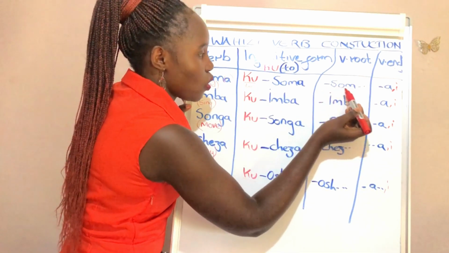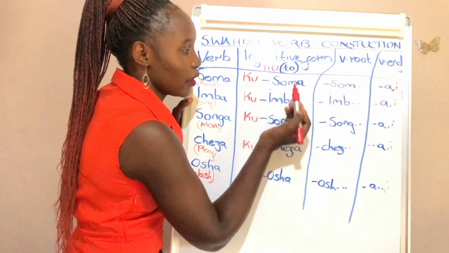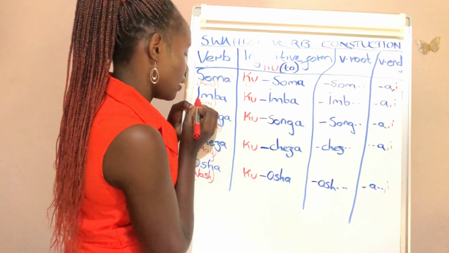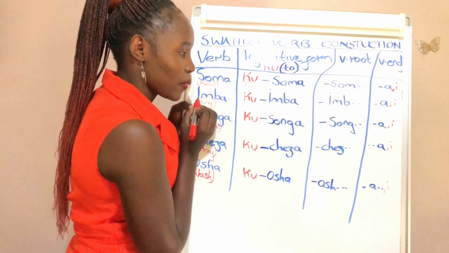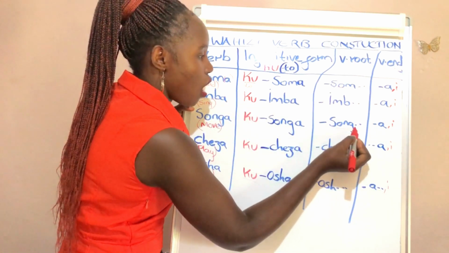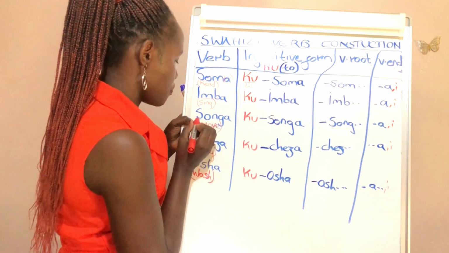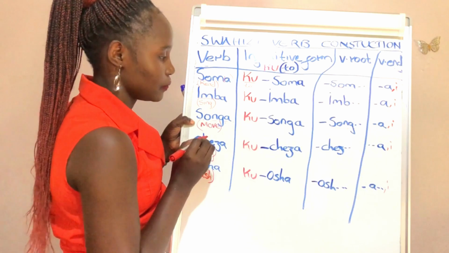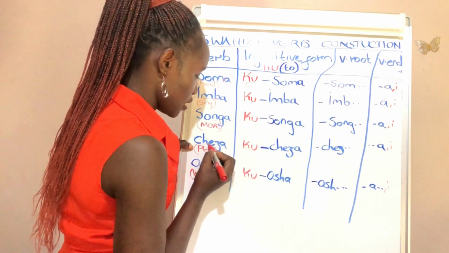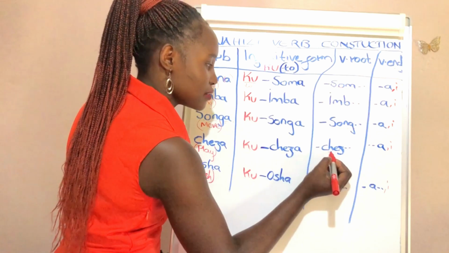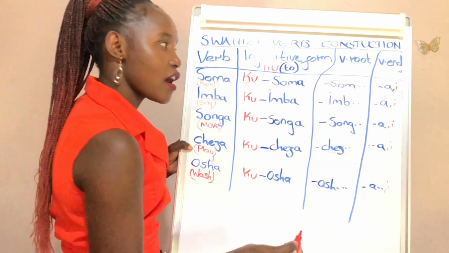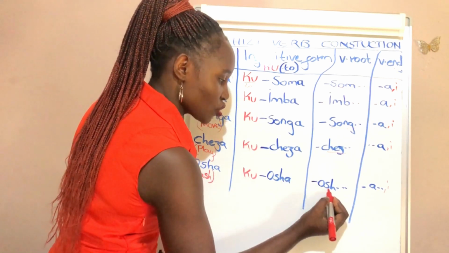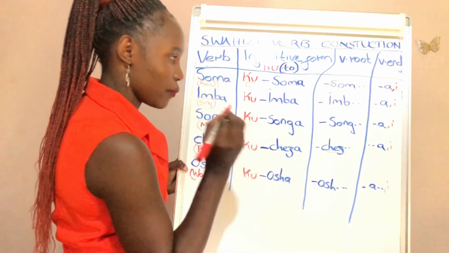So we have som as our root for soma. We have im for our root for imba. And then we have song for our verb songa. You just remove the last vowel. For cheza, we have ches. Ches is our root. For osha, we have osh. Osh is our verb root.